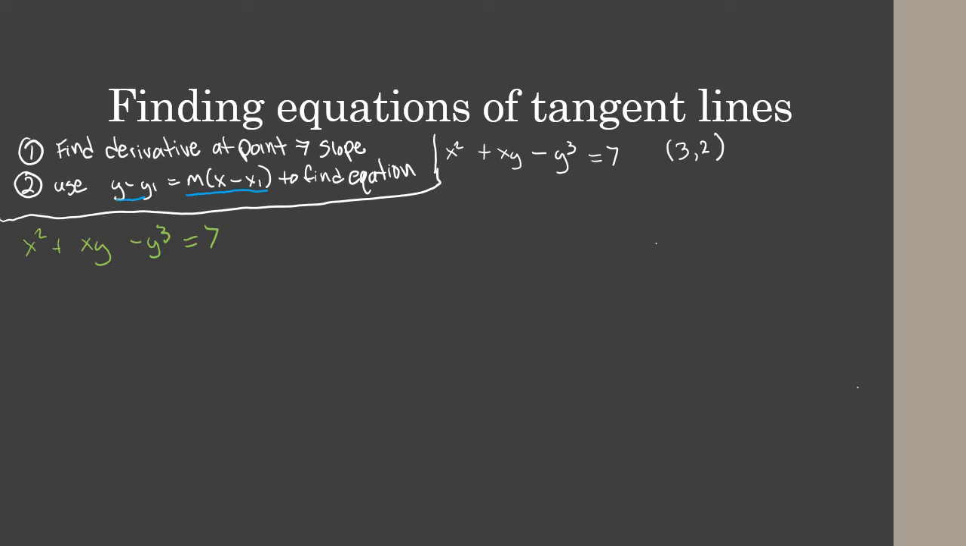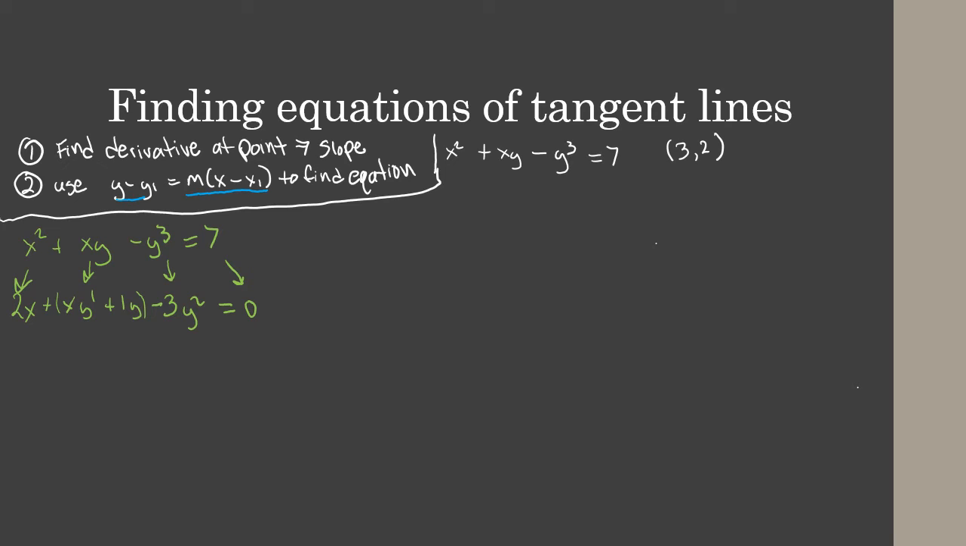So first let's take the derivative of x squared, which is 2x, plus the derivative of xy. We have that product rule, where we take the original, which is x, times the derivative of the second, which is y prime, plus the derivative of the first, which is 1, times the second term. So all of that is our product rule. And then the last thing on the left side is we've got minus y cubed. If we take the derivative of that, that's minus 3y squared y prime. And the derivative of a constant is just 0.